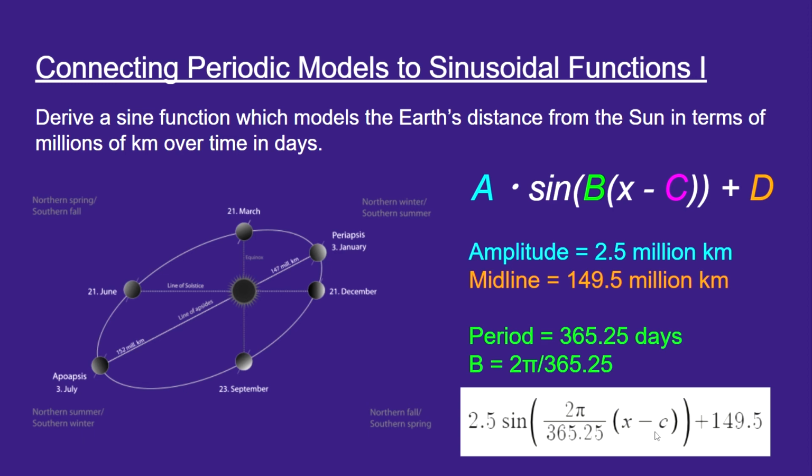Right, guys? The reason why we create models is to make predictions and make generalizations. So I'd be able to know at this June 21st time exactly how far that is. I could know exactly how far I am on March 21st. I could know exactly how far I am on December 21st or September 23rd, and not just at the minimum and maximum.